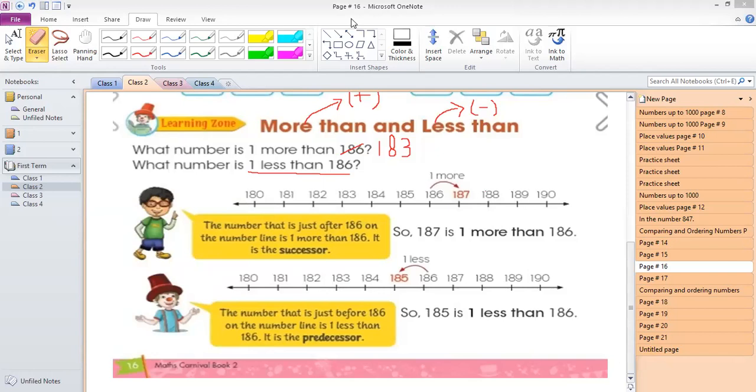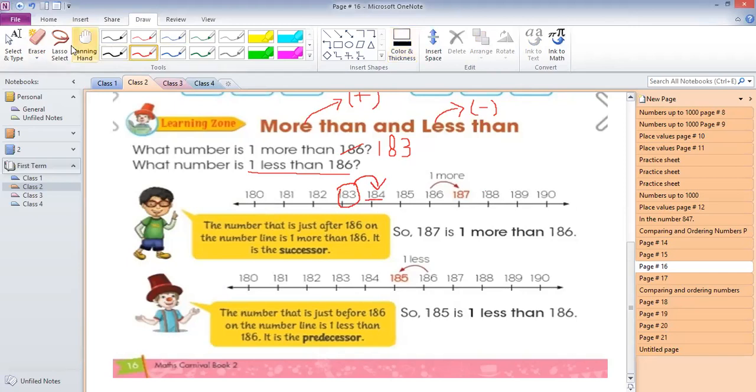184. Very good. The answer is 184, because on the number line, first you will find 183. This is 183. And because you have to find out one more, that means after 183, what will come? That is 184. That's very good.